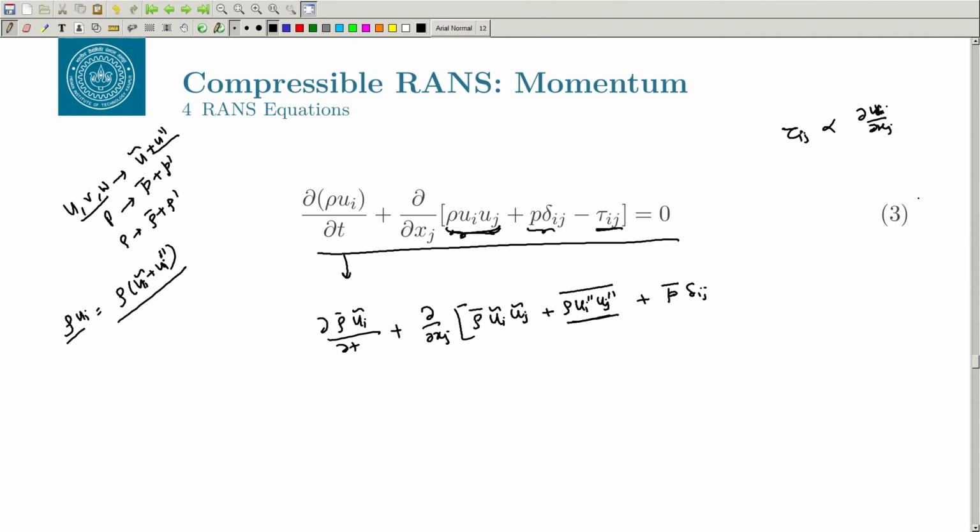So, you can write tau_ij as 2 mu S_ij star, which is nothing but mu times (del u_i by del x_j plus del u_j by del x_i) minus 2 by 3 delta_ij del u_k by del x_k. This is what our momentum equation is. So now, for u, you are using u_i equal to u_i tilde plus u_i double prime, and then you are taking an average of that.